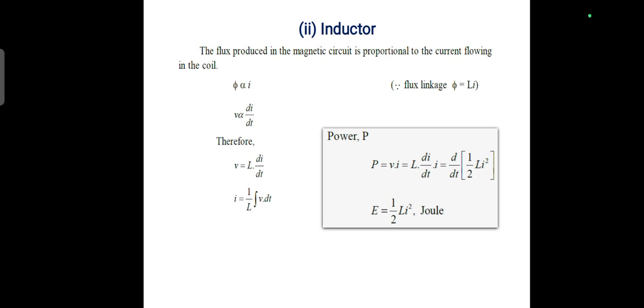From this we can also calculate the power in the inductor. P is equal to V into I, that is L into di by dt into I. It can also be written as d by dt of half Li square. The energy can be derived from this equation, that is E is equal to 1 by 2 Li square joules.